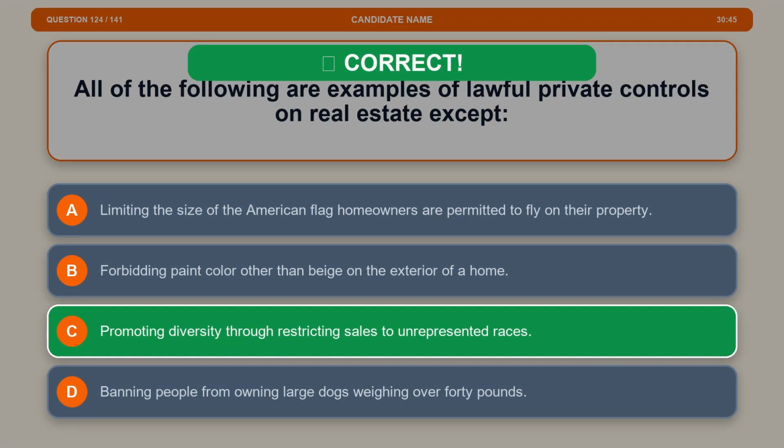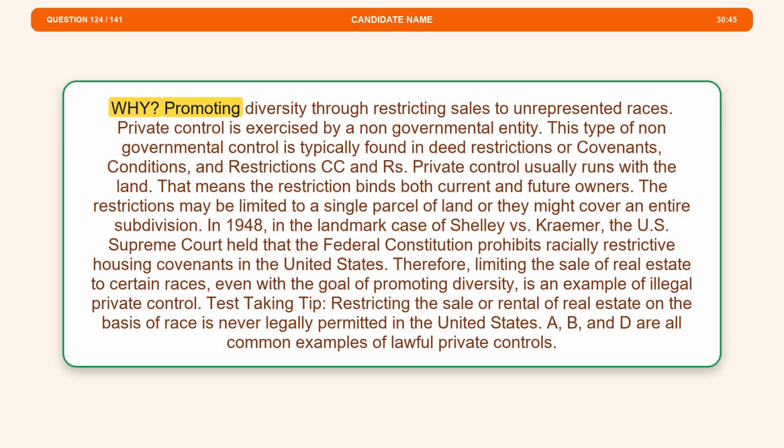The correct answer is option C. Promoting diversity through restricting sales to unrepresented races. Private control is exercised by a non-governmental entity. This type of non-governmental control is typically found in deed restrictions or covenants, conditions, and restrictions, CC&Rs. Private control usually runs with the land. That means the restriction binds both current and future owners. The restrictions may be limited to a single parcel of land, or they might cover an entire subdivision.